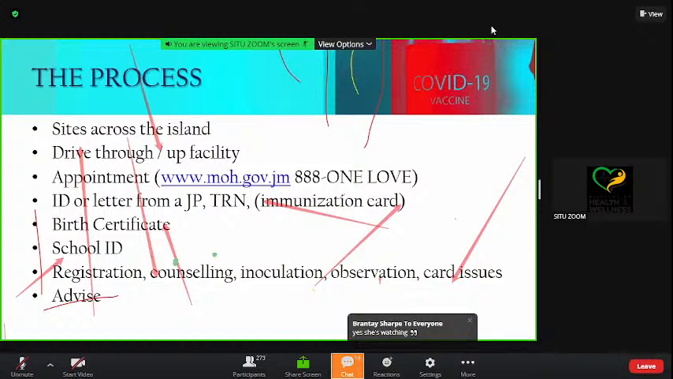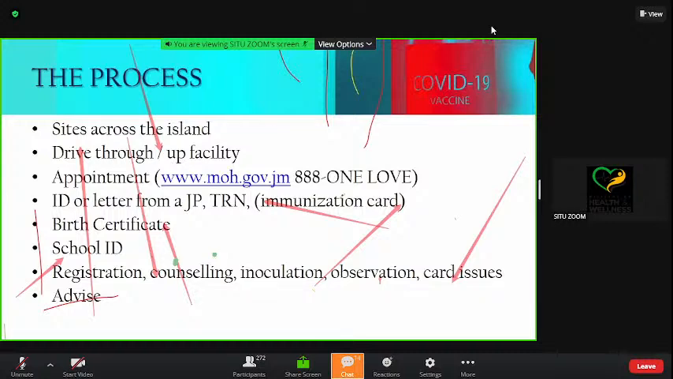But we have sites in our health centers. We ask that persons make an appointment, but you don't have to make an appointment these days. You have tomorrow and you have Tuesday to go out and get vaccinated. Get your child vaccinated. You don't need an appointment. You just need to walk in. You must carry your government-issued ID. If you don't have an ID, you can get a letter from a JP. You bring your TRN number. The kids bring their birth certificates.